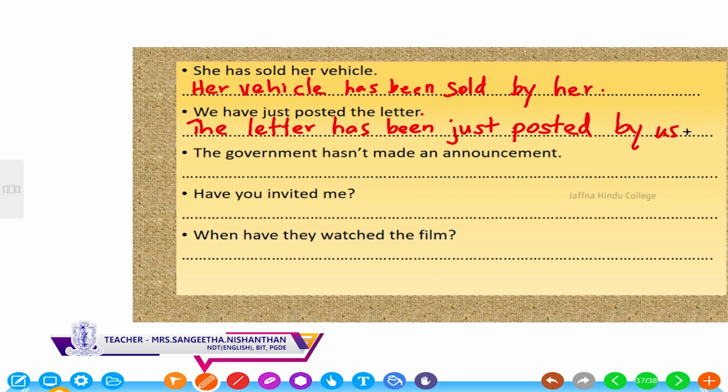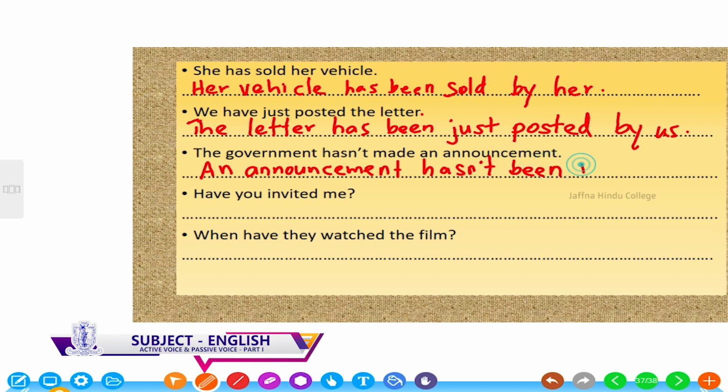Third one, the government hasn't made an announcement. Who? The government. What has it done? Hasn't made. What hasn't it made? An announcement. So, the object is an announcement. An announcement, singular. So, we use has, and negative, hasn't been made, by the government.